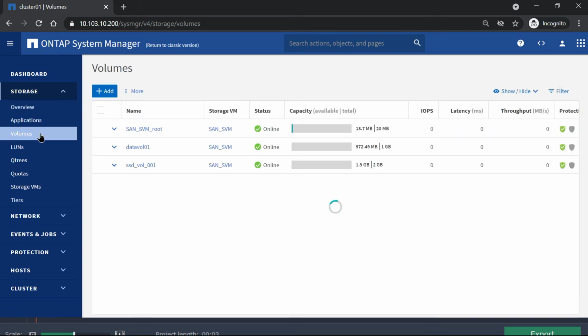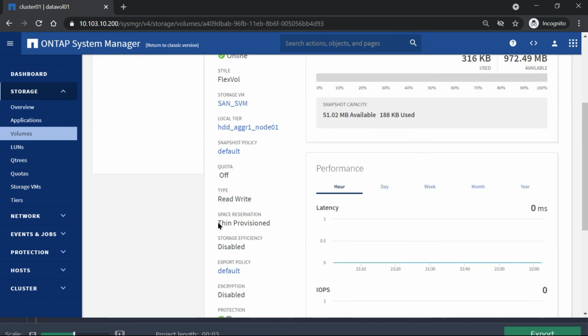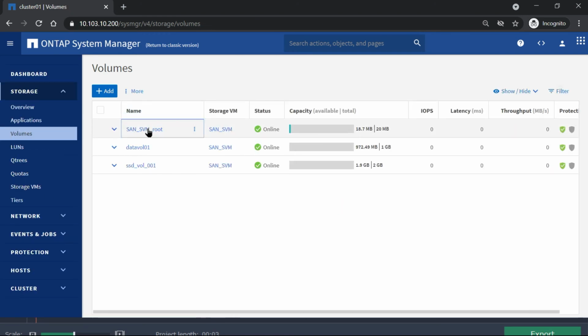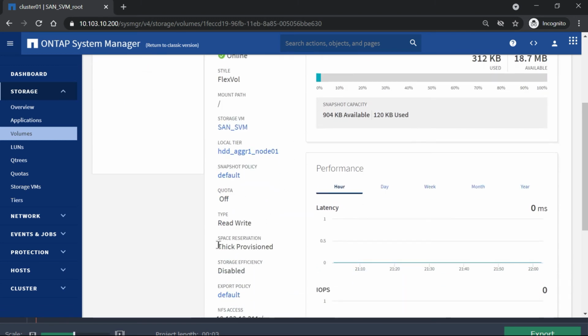Again, let's check the volumes. These are the volumes we have in this storage system. Let's have a closer look. This is the total capacity of the volume, and it's a thin provisioned disk. Do you remember the thin and thick provisioning types? This one is thin. Let's get back and check another one. This is the root volume. This holds the configuration of the storage system, and the provisioning type for that one is thick.